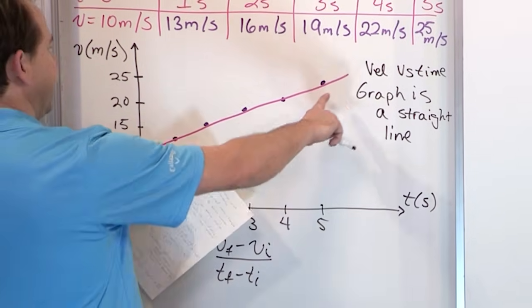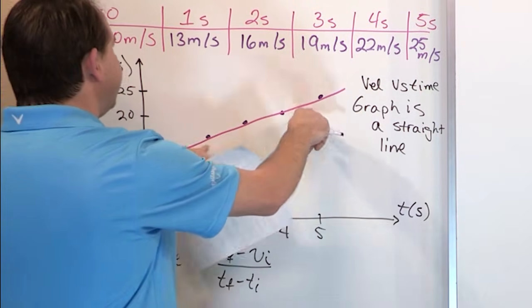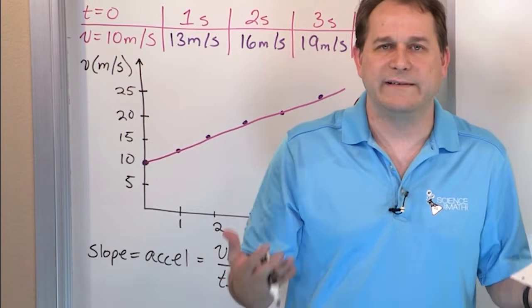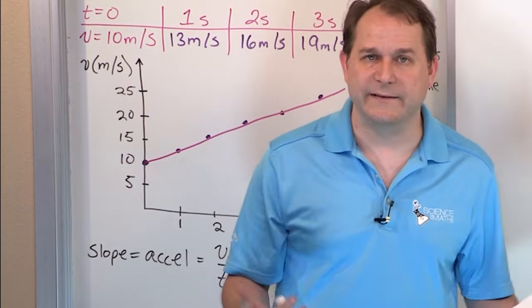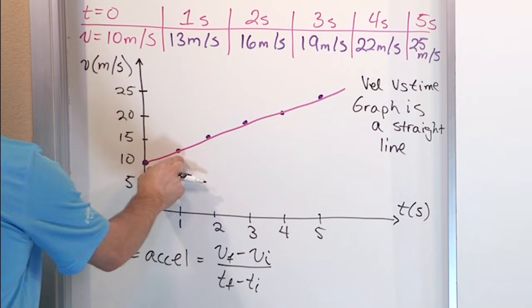I can use these points, final velocity minus initial velocity and all that, or I can do these points, or I can do these points. The reason I don't care is because it's a straight line. So no matter what points I pick, the slope will always be the same. So let's make it easy. Let's just calculate the slope with these 2 points here.